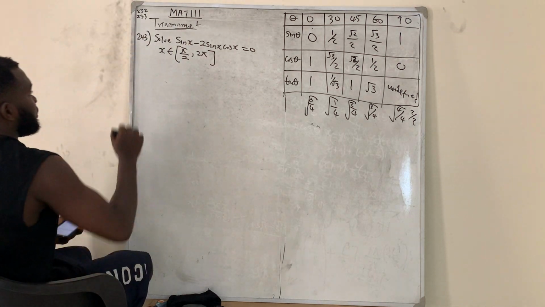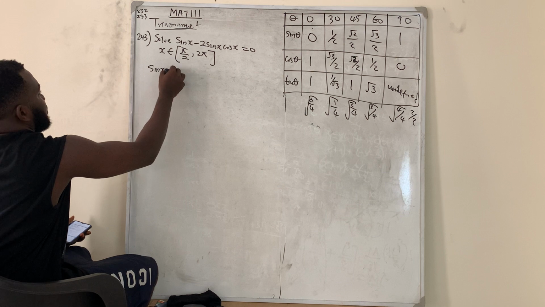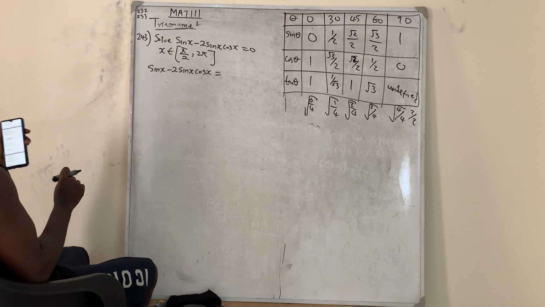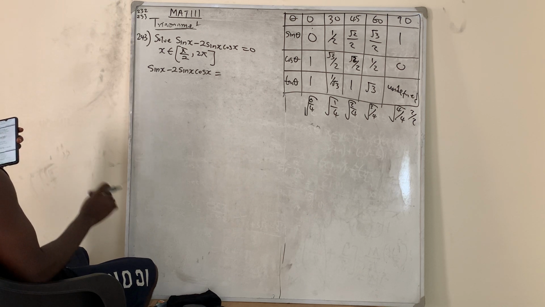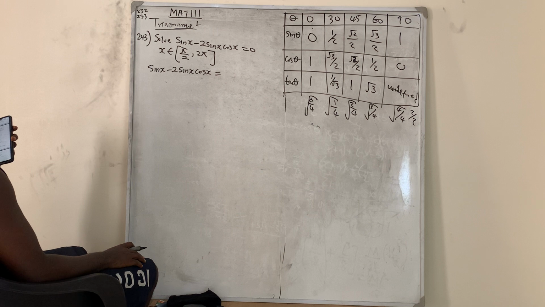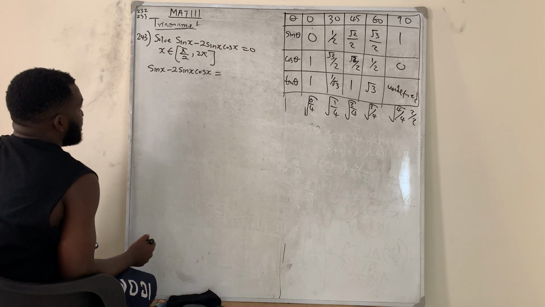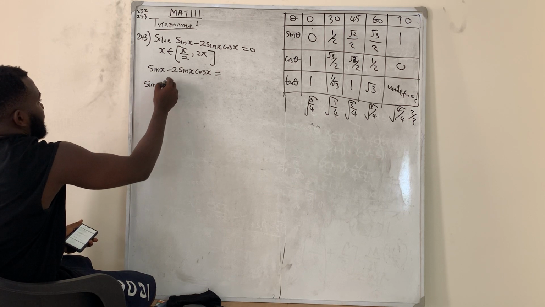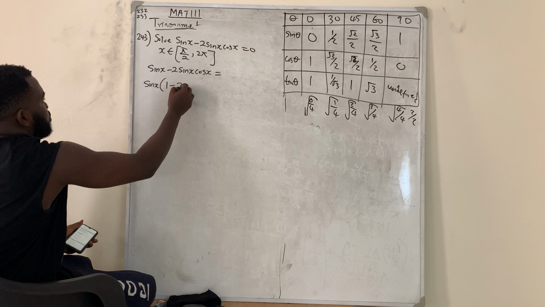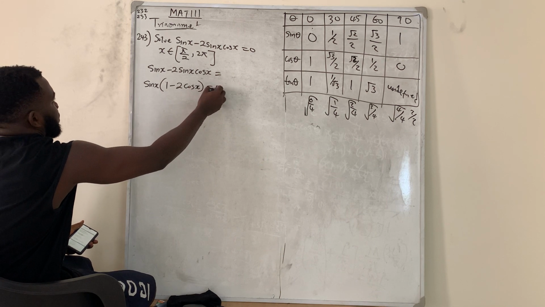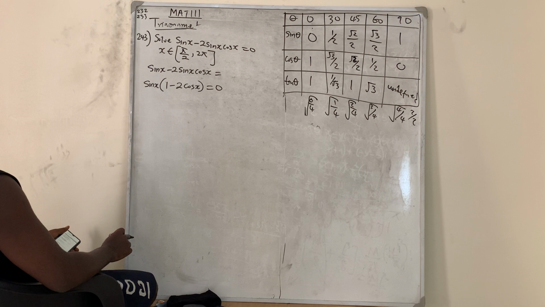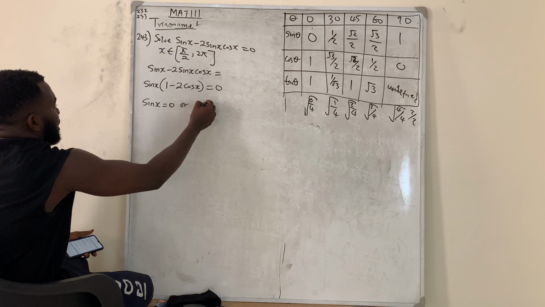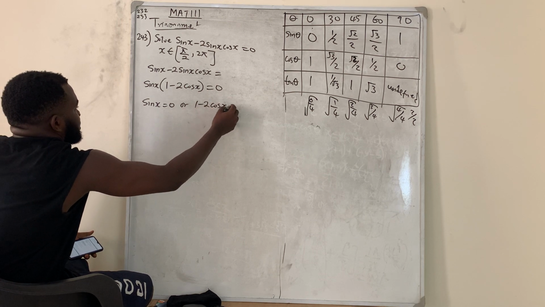So this is a very simple question. So they gave us sine x minus 2 sine x cos x. This looks very difficult. What do we do in this case? Well, let me try anyways. So let us factorize. If you factorize, I have sine x in bracket of 1 minus 2 cos x is equal to 0. Which means we now have that sine x is equal to 0, or 1 minus 2 cos x is equal to 0.